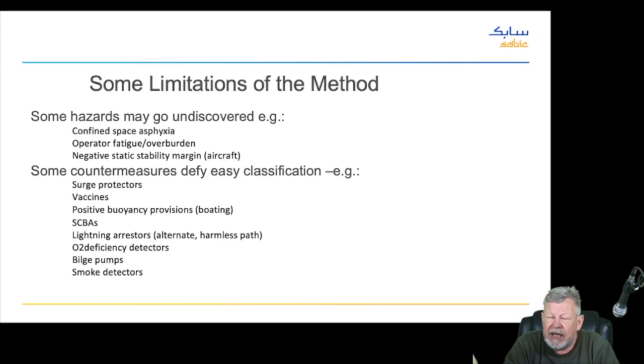Negative static stability margin, not an issue in this application. Also, some of these controls that we are going to put in place, it's not so easy to put them nicely in a box. Surge protectors or vaccines or self-contained breathing apparatus. On the one side for confined space entry, self-contained breathing apparatus is a control. It gives you the air, but it's also something that limits your movement, can stop you from getting into and out of places if you need to quickly and so on.